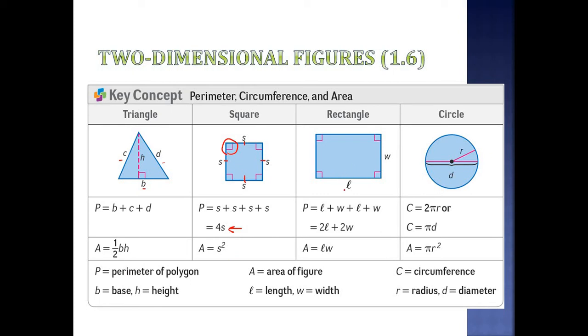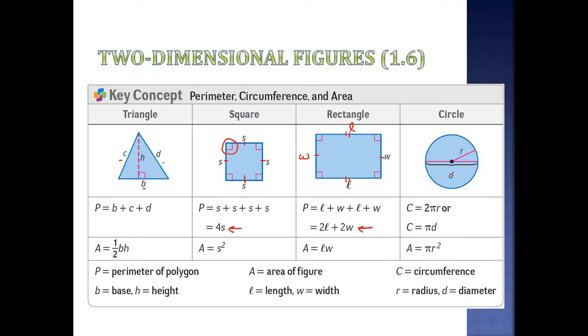Rectangles: all the interior angles are 90 degrees, they're all congruent, but the length and the width are different, so opposite sides of a rectangle are congruent. So if this side here has length w, this side there has length w, and then these sides are congruent, so it's L. So the perimeter is L plus W plus L plus W, and if we simplify that, we get 2L plus 2W, and the area is just the product of the length and the width.